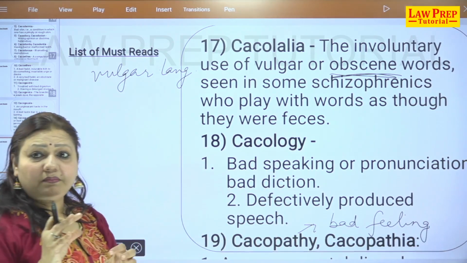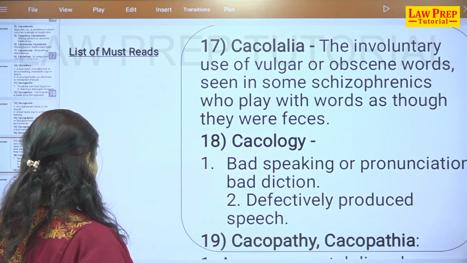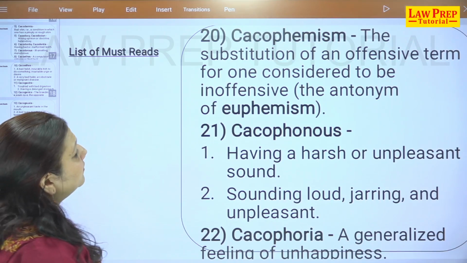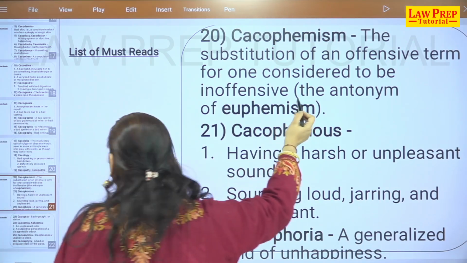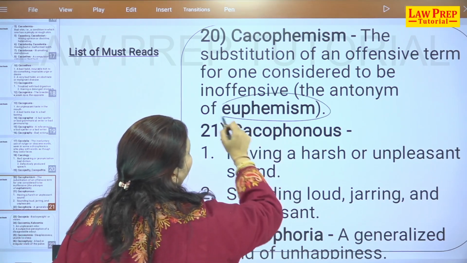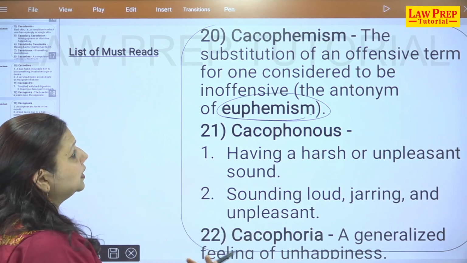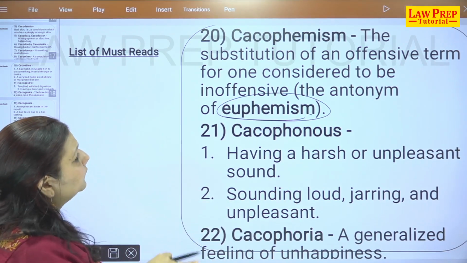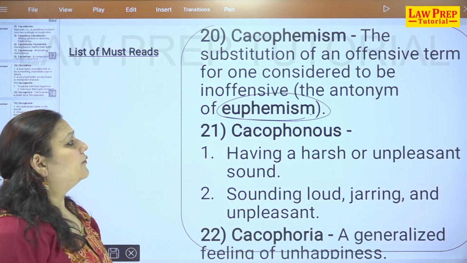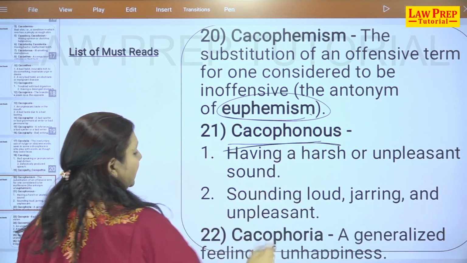Grasp the basic meaning. That is caco. That is good. Cacophism, opposite of, it's clearly mentioned, it's opposite of euphemism. Euphemism is making something bad good. This is making something good bad. It's a substitution for an offensive language which is to be considered inoffensive. Cacophonous, harsh or unpleasant sound, right?